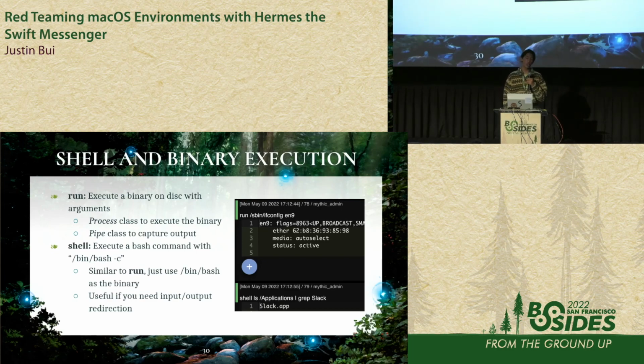Next, Hermes has the shell command to basically execute a bash command with /bin/bash -c. This works extremely similar to the run command, but instead of passing in a particular binary, the binary we're passing in is /bin/bash, and then the arguments are -c, and then whatever the operator wants to execute with the shell command. This is particularly useful if you need input and output redirection. So if you look at the example on the right, we have shell ls /Applications, and then we're able to pipe that output to grep Slack, and then we return with Slack.app.